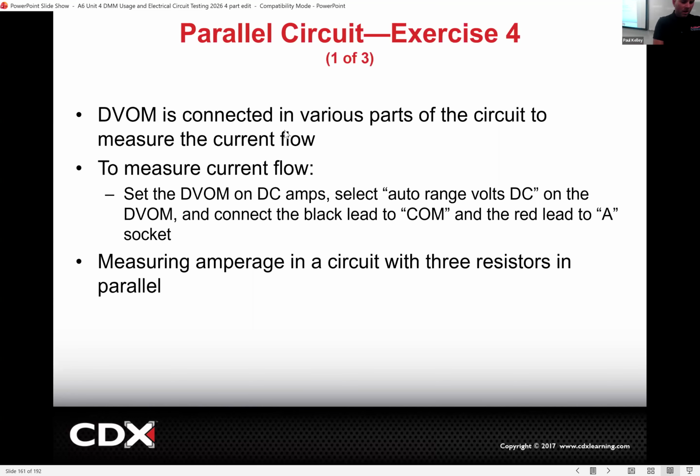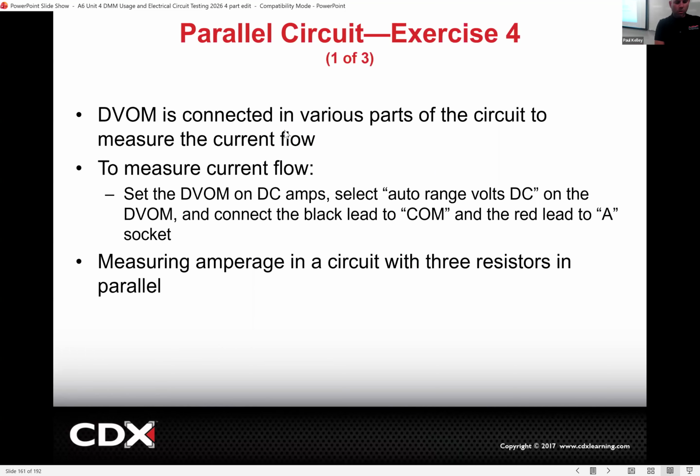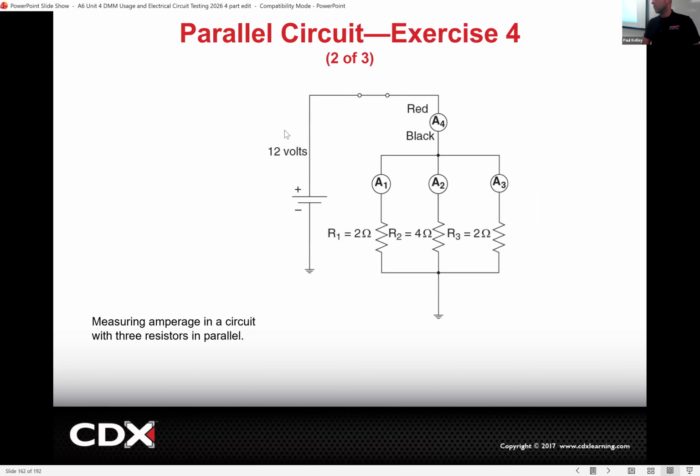Maybe not. All right, so when we talk about this, we can calculate the resistance or we can measure it, right? So measuring, this you do need to do. Calculating, not so much. So how could we measure the amps on the resistor 1 part of the circuit? We'd have to open the circuit up, we agree. So we'd open the circuit right here.